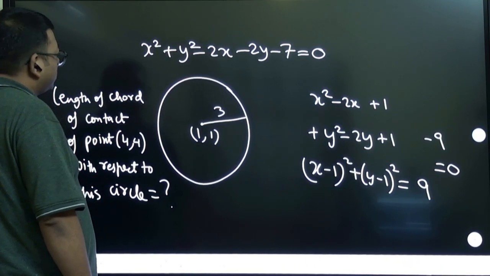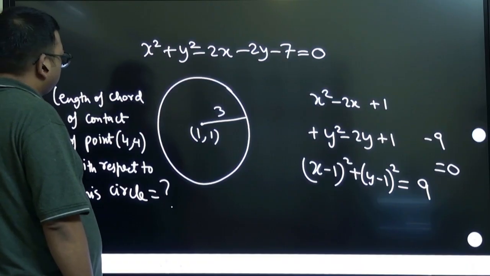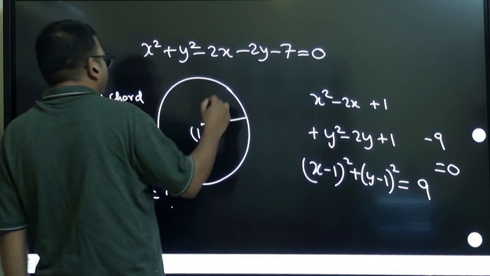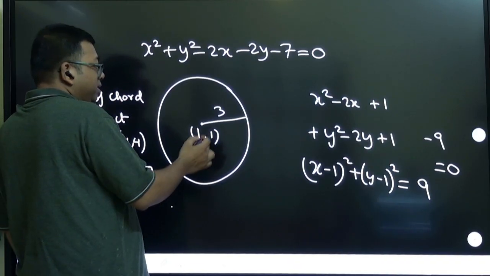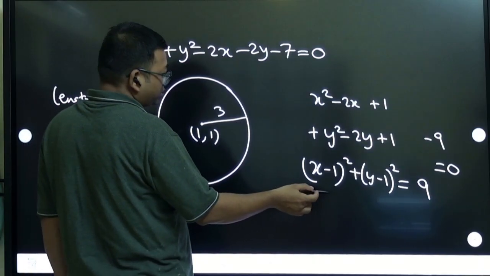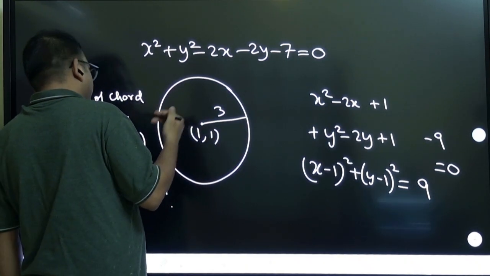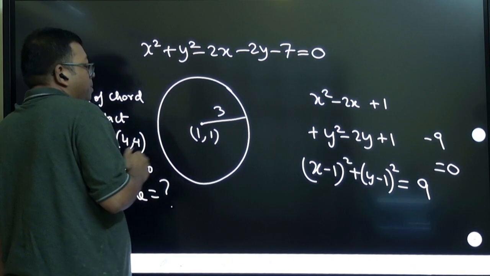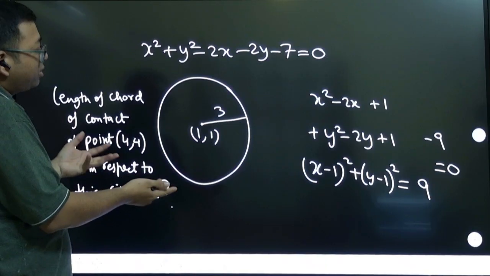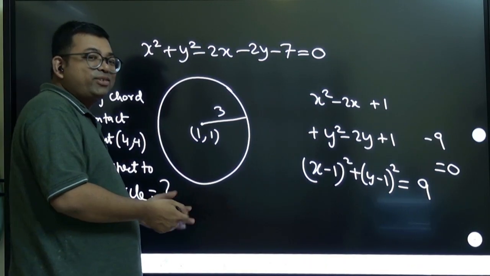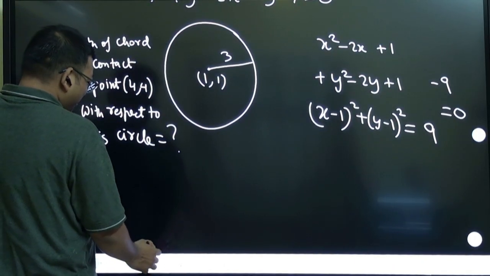(4, 4) is definitely not lying on the circle, because if it lies on the circle it will satisfy the equation. It is not satisfying this equation. So is it lying inside or outside? We can draw this circle. It's not a big thing to draw. We can draw the circle in coordinate geometry.